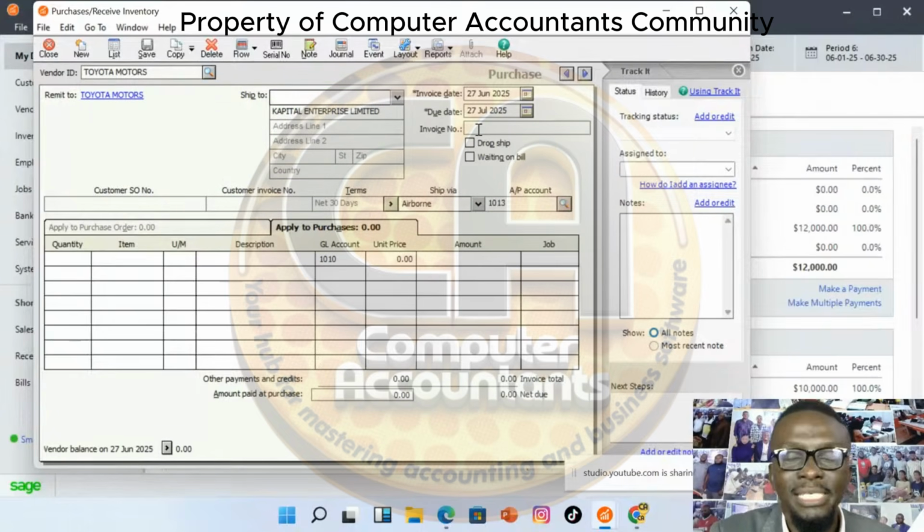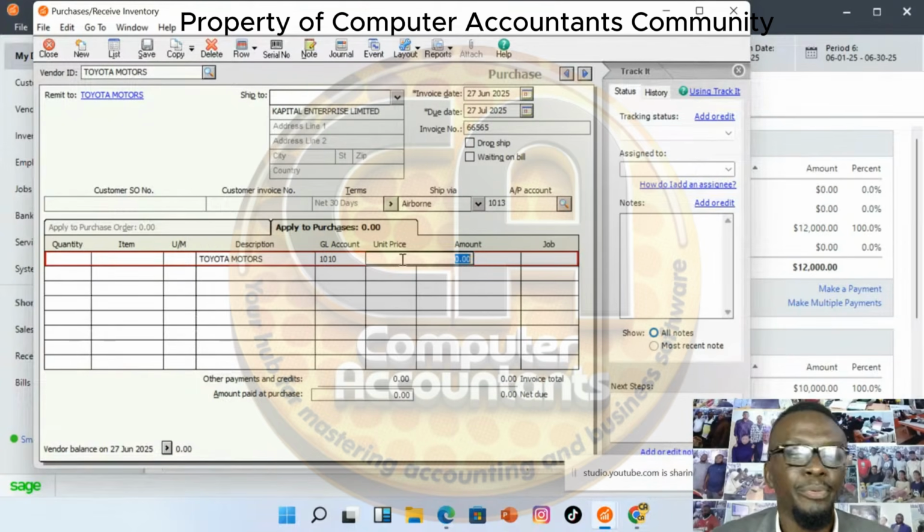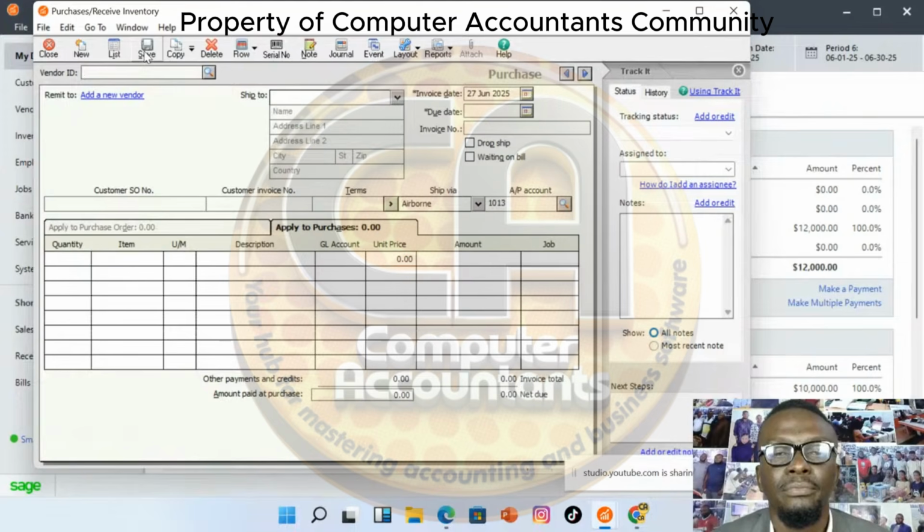Then the invoice is the invoice on Toyota's source document. So how many? Just one. So Toyota Motors. Okay. Unit price. So just 30,000. Yeah, 30,000. So we are good to go. You save.